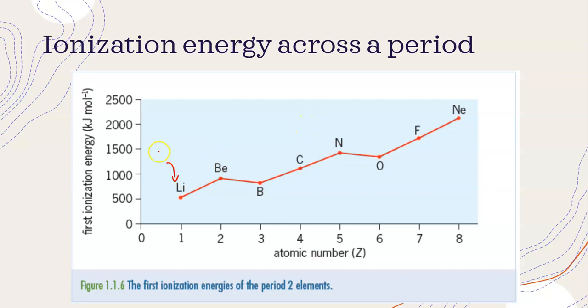So if we start with lithium, which is the first of our second period, we're going to have 1s2, 2s1. Then with beryllium, it'll be 1s2, 2s2. And then we're going to see boron drop down with 1s2, 2s2, 2p1. Okay, so this one has come a little bit further out, but it's unpaired.